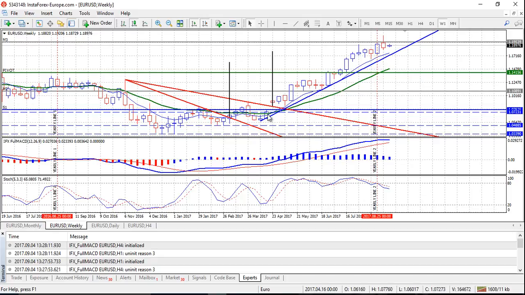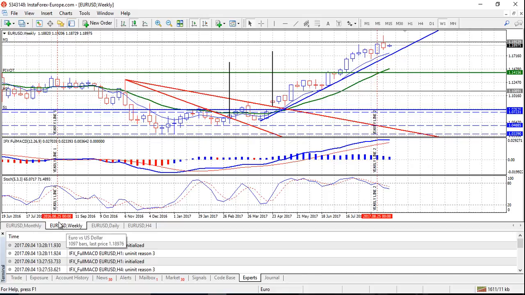But if you want to really enjoy a trend, it is when you catch it early enough, and then you enjoy the ride. And all this is profit. All this from here up is profit all through. So this is the weekly chart of the Euro USD.